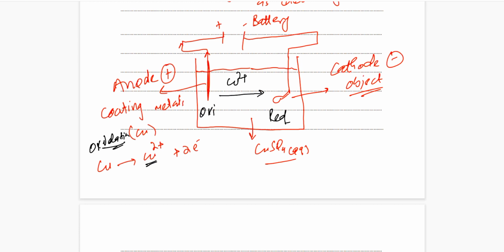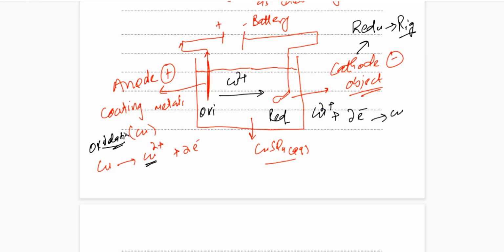Here is the oxidation and here is the reduction. This copper Cu plus 2 will gain electrons. You know that on the cathode, reduction takes place, and reduction is the gain of electrons. So 2 electrons will be gained by the copper and it will become copper solid. This copper solid will be deposited on the object, and a thin layer of copper solid will be formed.